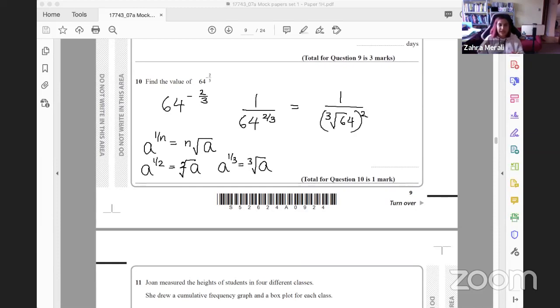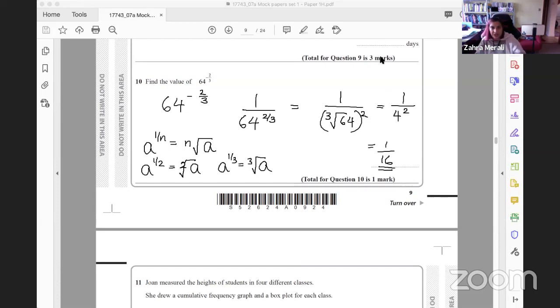Now we could have done it the other way, but it's non-calculator, and squaring such a big number and then trying to cube root it would not be easy. So let's take the cube root of 64, which will give us 4. And then we're going to square it, so we get 1 over 16.